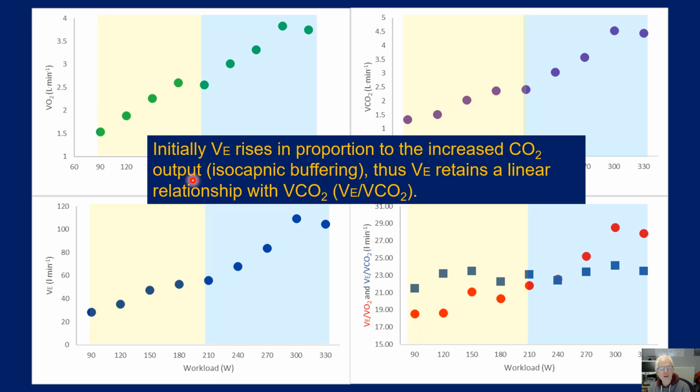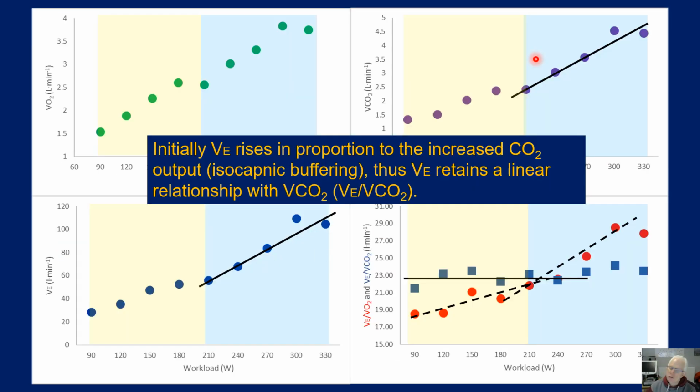And this is where we go into the zone of what is called isocapnic buffering. That is, the bicarbonate now interacts with the lactate or the hydrogen ions, and we get this zone. I'm going to add that zone in a moment for us to see. But this is where it gets fascinating. Because VE rises in proportion to the increased CO2, VE actually retains a linear relationship with VCO2. So you get this very nice linear response. You see they're absolutely identical. They're going at exactly the same rate against exercise intensity.